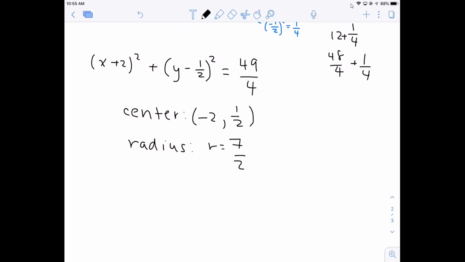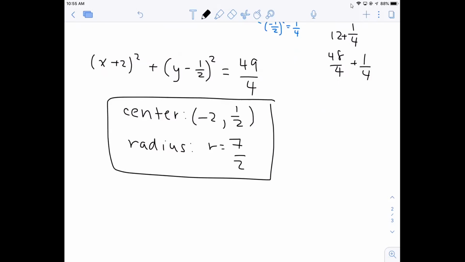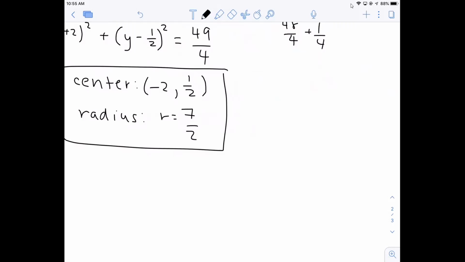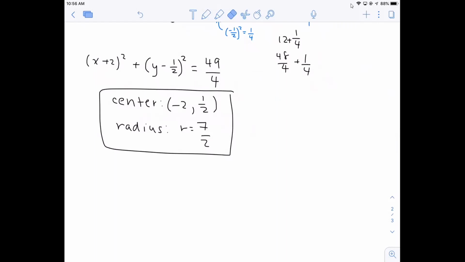And that's it. All right. I could ask you to sketch this out. I could ask you to find 3 other points on the circle. I could ask you to find 5 other points on the circle. We actually have a nice center. So from the center, you can just add 7/2 and subtract 7/2 from the x values to get those 2 points on the left and right side. You can go up and down also, by adding or subtracting 7/2 from the y value to get some points.